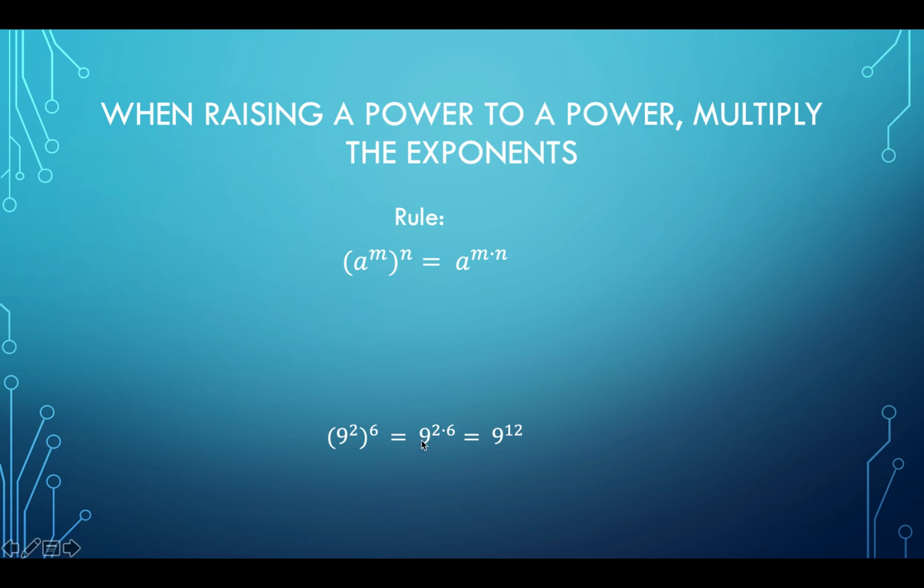Power to power, multiply those two numbers. So now I just rewrite the 9. So now we have 9 to the 2 times 6. 2 times 6 gives us 12. So your final answer is 9 to the 12th power.